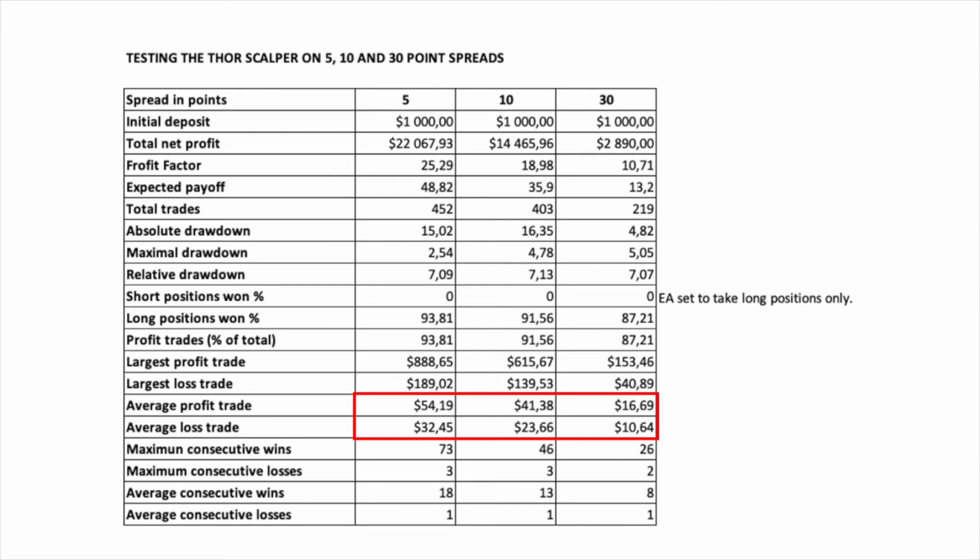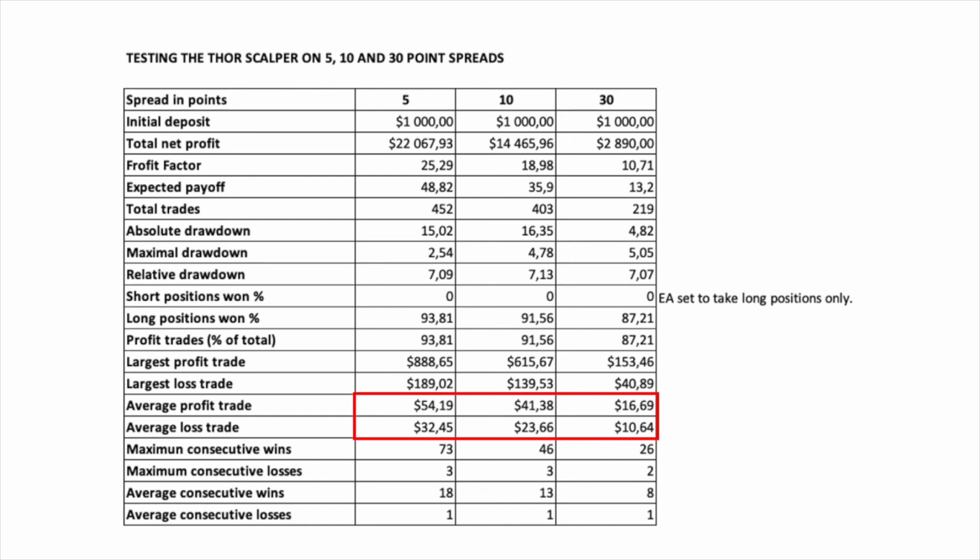The last set of variables from our table that we will have a look at are the average profit and loss trades. Both the average profit and loss trades declined in equal proportions as the spread increased. With the average profit variable, this is to be expected. However, the decrease in the average loss is a result of the Thor Scalper's ability to select profitable trades even as the spread increases. This proportional decrease in average profit and loss trades is the underlying reason why the EA generates stable results when the spread is increased.